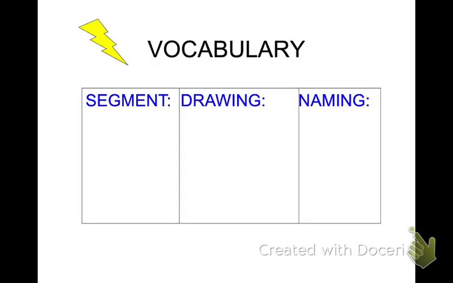Okay, so now let's get into parts of a line. So now we have our line that goes on and on forever. Now we're going to take chunks out of that line and create other geometric figures. Our first is a segment. So a segment is a part of a line with endpoints. So part of a line with endpoints.